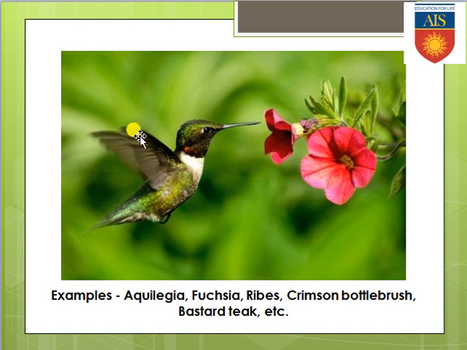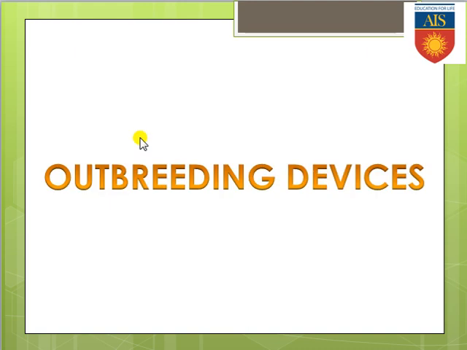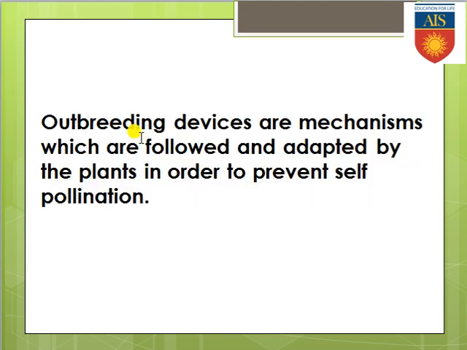Now we are moving to the next topic, and the next topic in our syllabus is outbreeding devices. First of all, we have to know what outbreeding devices are. Outbreeding devices are some mechanisms or tools which are followed and adapted by plants in order to prevent self-pollination as well as to facilitate cross-pollination.